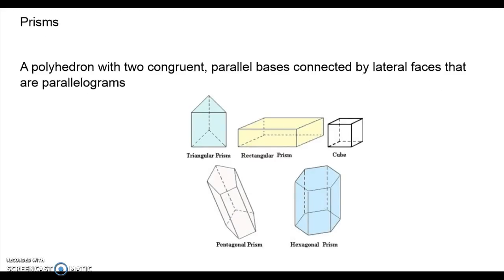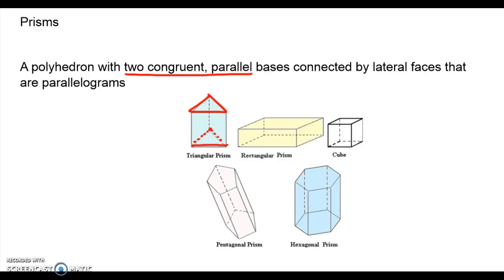Prisms. Okay, prisms are a polyhedron, as I mentioned in the previous slide, with two congruent parallel bases connected by a bunch of lateral faces that are parallelograms. So what that means here in this triangular prism, notice that we have two congruent parallel bases. We have two triangles here. They are parallel to each other, the top and the bottom of the box. They will never touch.